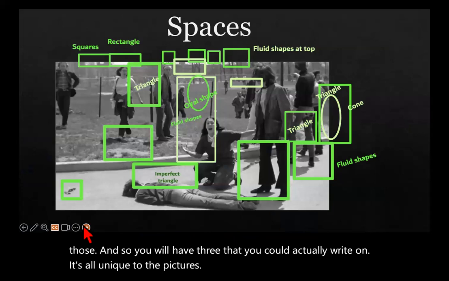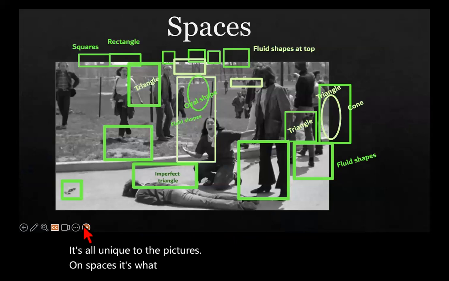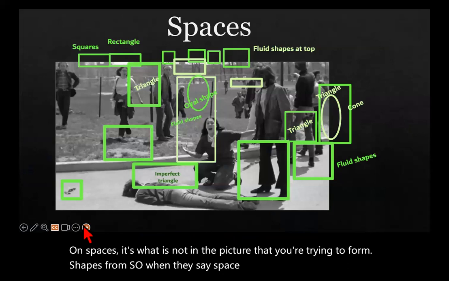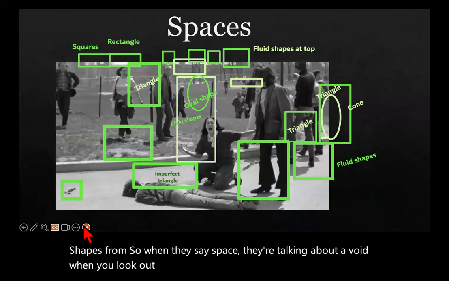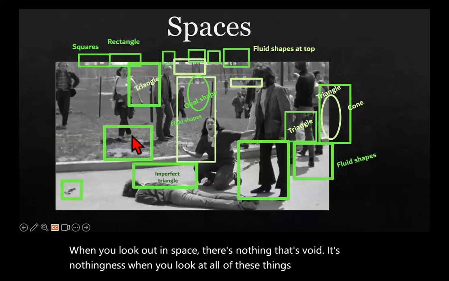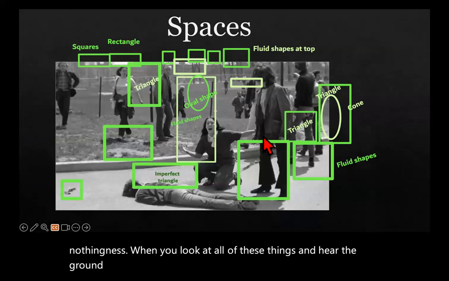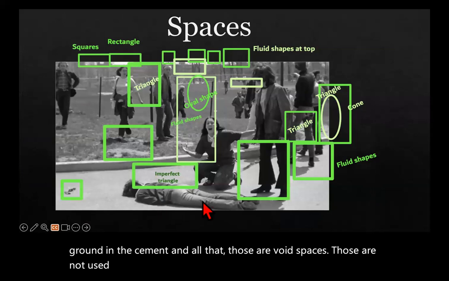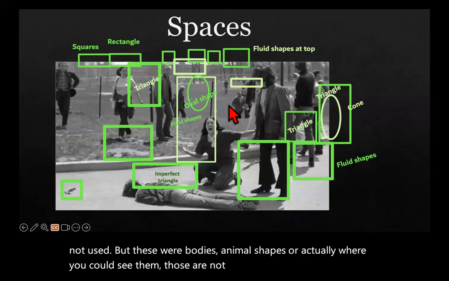On spaces, it's what is not in the picture that you're trying to form shapes from. When they say space, they're talking about a void. When you look out in space, there's nothing. It's void. It's nothingness. When you look at the ground and the cement and all that, those are void spaces. Those are not used, but where bodies, animals, and shapes are actually visible, those are not considered space. So it's actually used space.